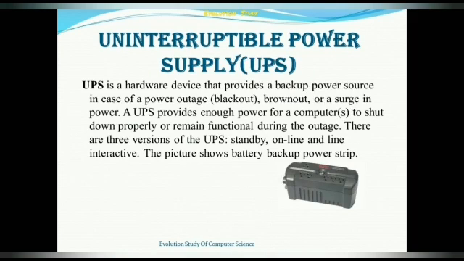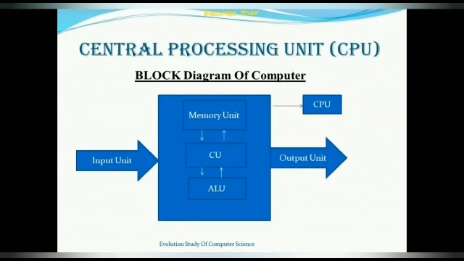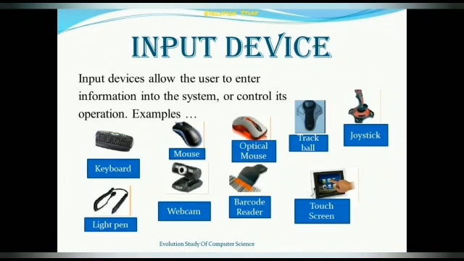Now the picture shows a battery backup power strip. Here is a block diagram of the computer. The input devices that we use to enter our data include keyboard, mouse or optical mouse, trackball, joystick, light pen, webcam, barcode reader, touch, etc. And these are the devices which are used to enter the information into the system, and it controls its operation.